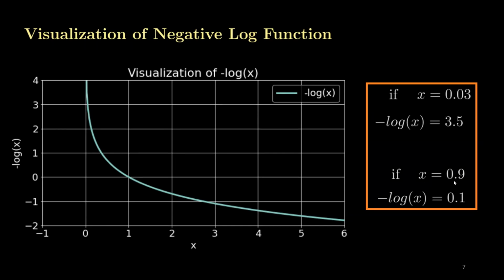Similarly, if we increase the value of x and now we are at 0.9. So here x is equal to 1 and 0.9 means we are somewhere here. In that case, the value of negative log x is very small and it is approximately equal to 0.1. So we can see that if we increase the value of x, the value of negative log x decreases. So this negative log x is high for the small value of x and it is low for the large value of x.